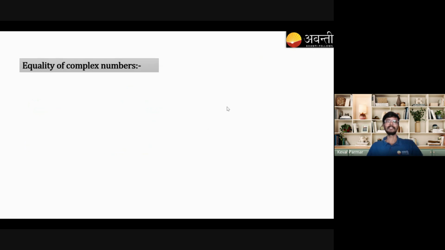So what we have next here is equality of complex numbers. Now, in the algebra of complex numbers, as we studied for real numbers, there is equality, addition, subtraction, multiplication, and division. The same thing we are going to do for complex numbers: equality, addition, subtraction, multiplication, and division. Correct? So here we have equality of complex numbers. Let's say there are two complex numbers, a plus ib and c plus id.